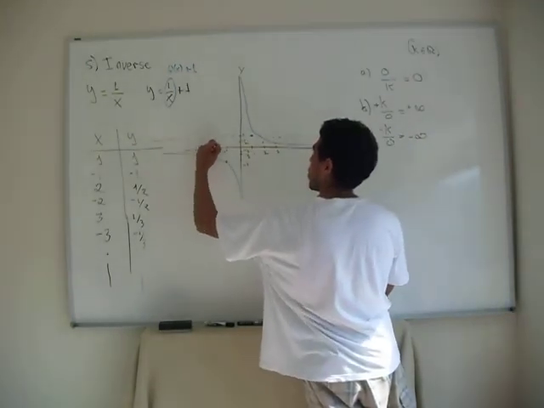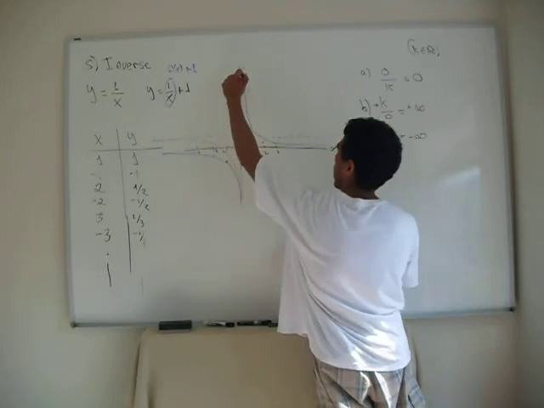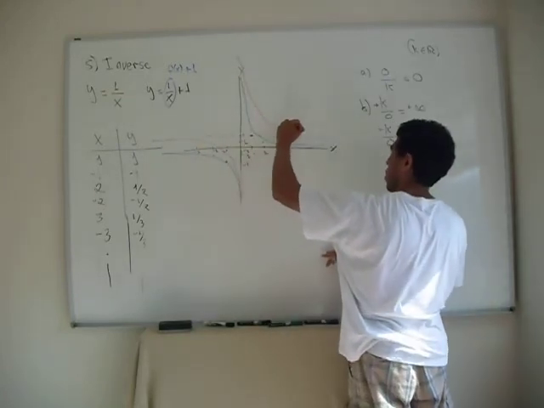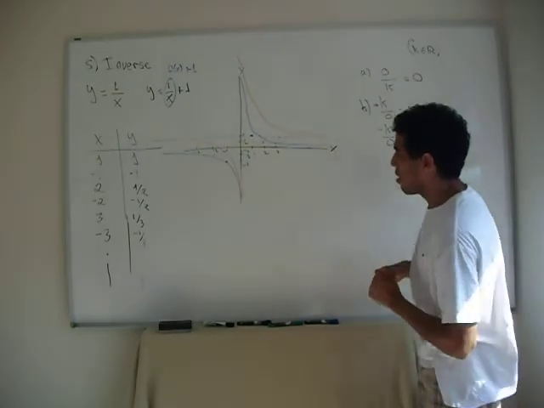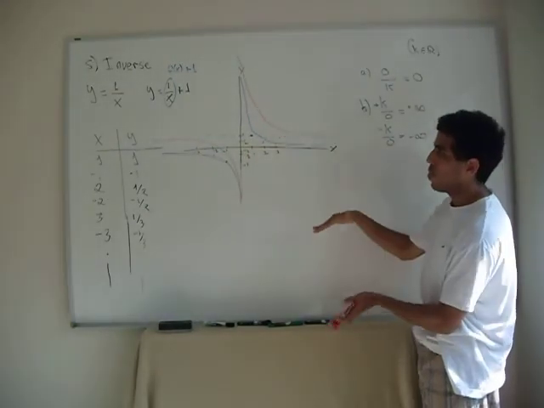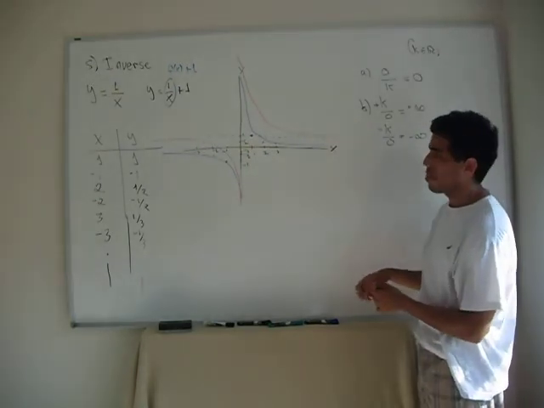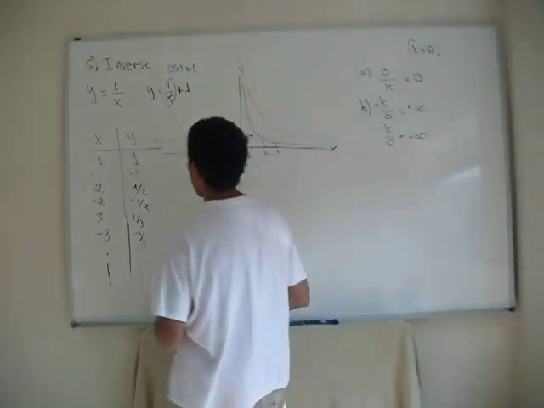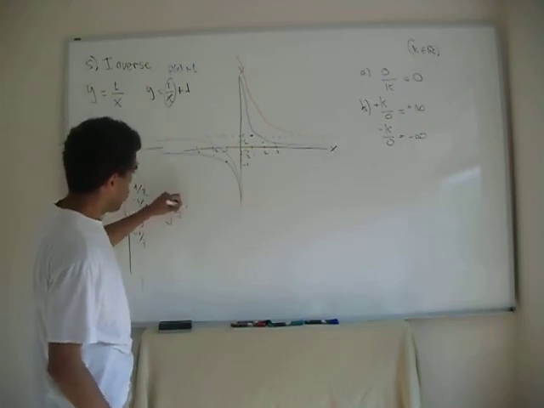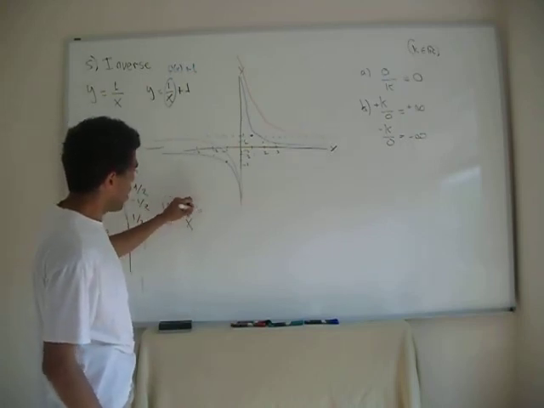like this, and like this. See? It's the exact same as the blue 1 over x, but 1 step up. Okay? Another example. What happens if we have, say for instance, 1 over x minus 3?